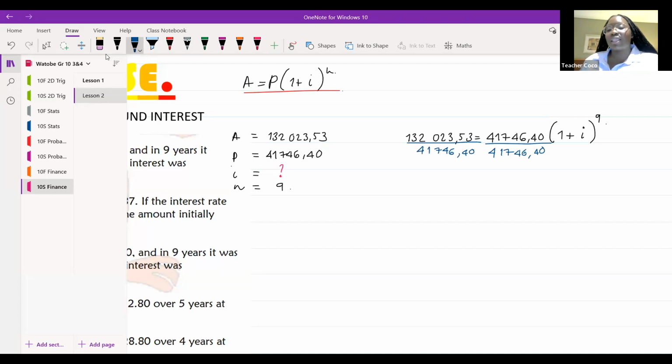Okay, cool. Thanks, Teacher Nels. All right, good. So those two will cancel. And now I have 132,023,53 over 41,746,40 is equal to 1 plus I to the power of 9. Now I want to get rid of 9. How do I get rid of the power of 9? What is the reciprocal of the power of 9?